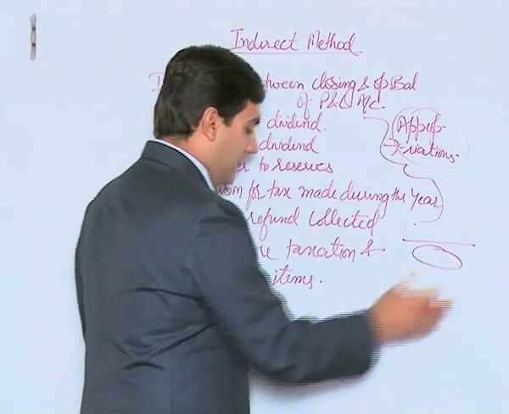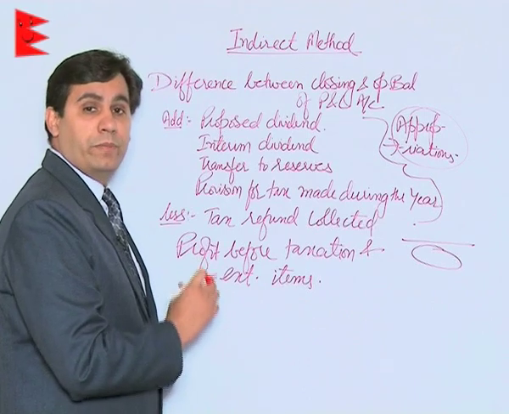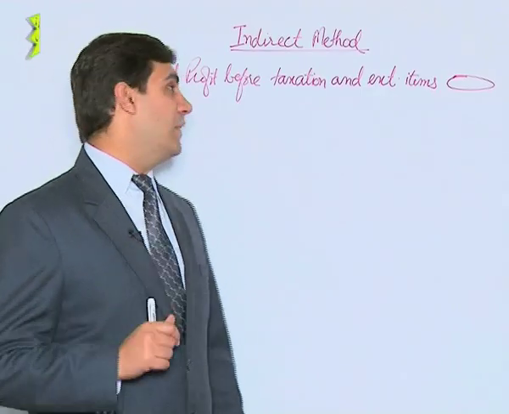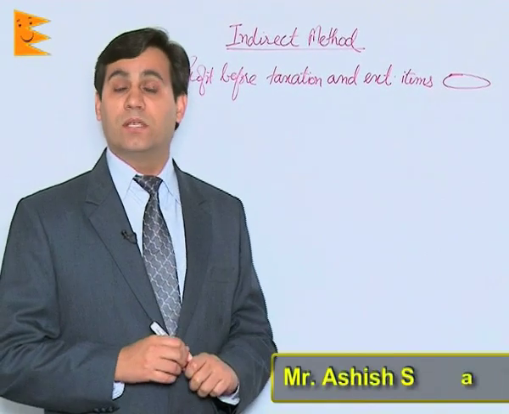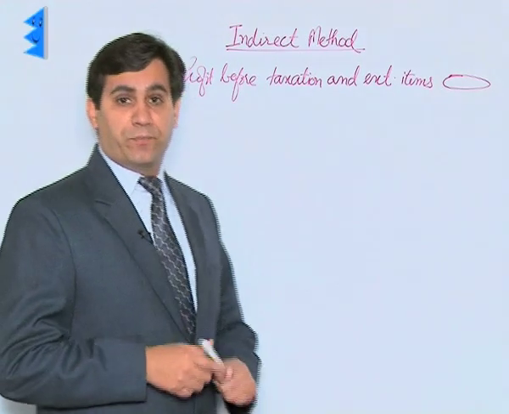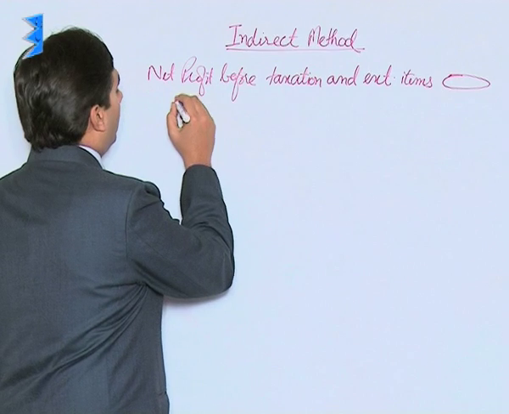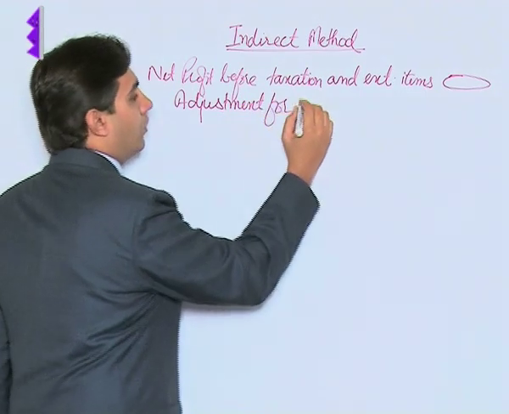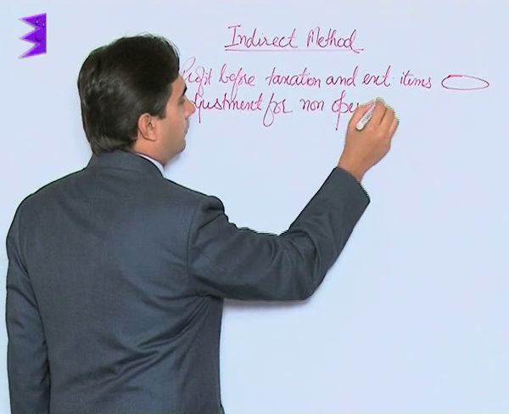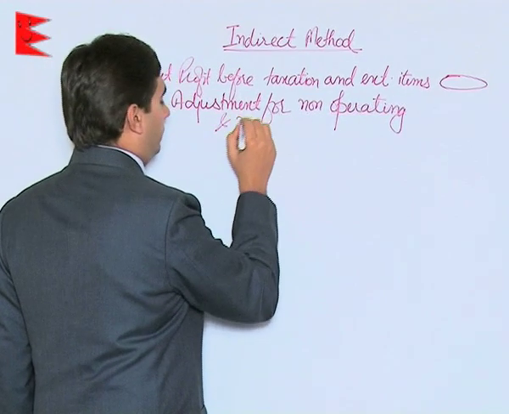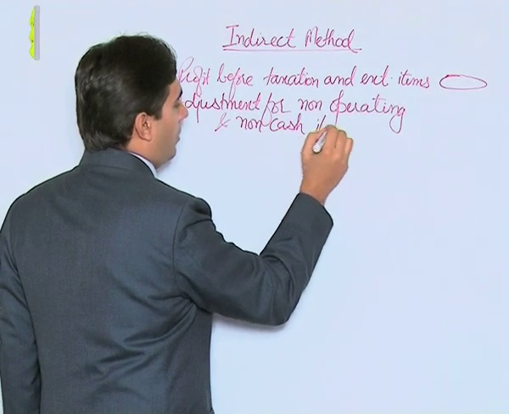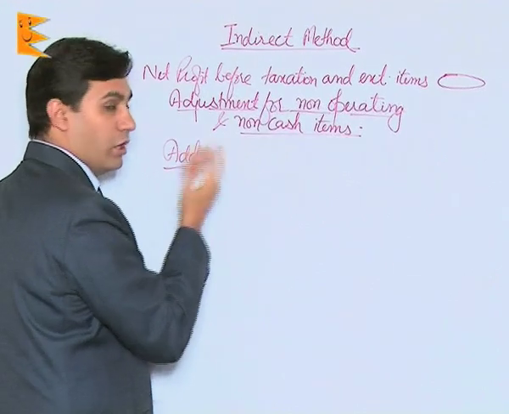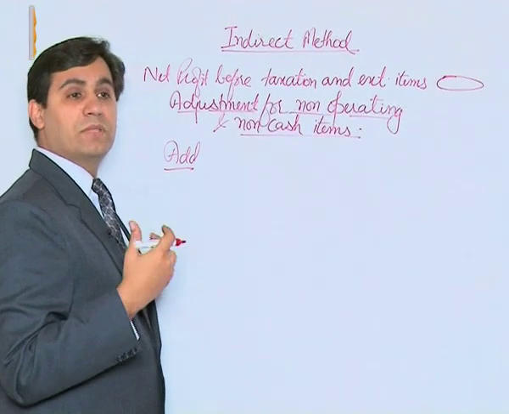Now after this we will continue with our calculations, and the next step would be addition or adjustment of non-operating and non-cash items. Once we have calculated net profit before taxation and extraordinary items, then to this amount various other adjustments are made. So the first step of our adjustment is adjustment for non-operating and non-cash items. Now students, they can be added or deducted. So let us first of all understand which items are to be added.